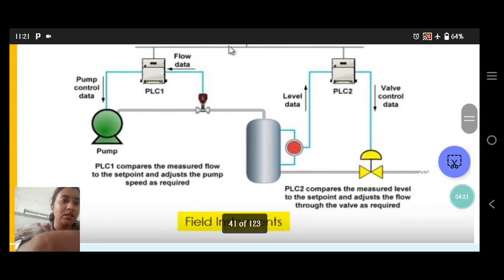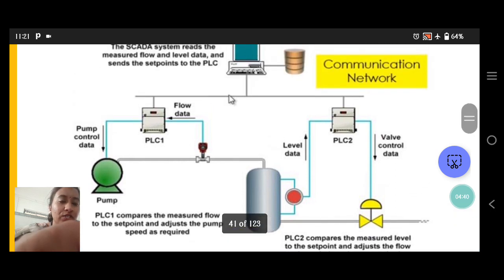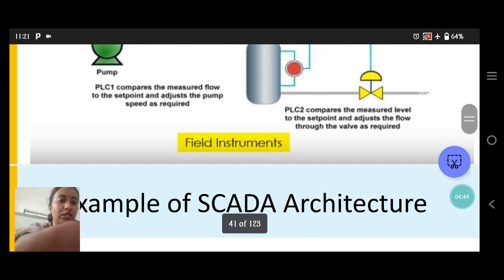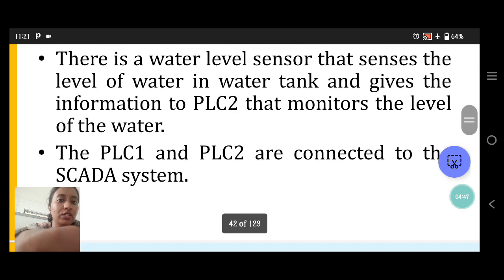So the pump is there, this is a water tank, and this is like an alarm. It is a sensor that, if the water level is low, gives an indication to the PLC1, and the PLC1 gives the information that the water level is low and gives an intimation.